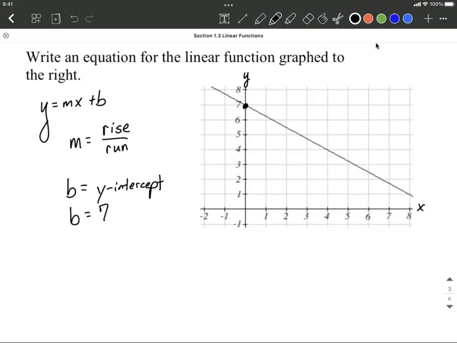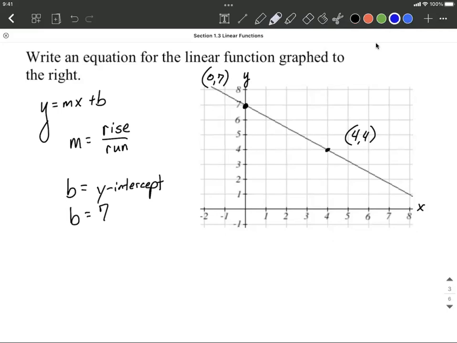The next thing is we want to figure out the slope. So let's pick one additional point that we're really confident we actually cross. I'm going to elect to go with this one. Looks to me like that is at (4, 4). So we could use (0, 7) and (4, 4) and fill into y2 minus y1 over x2 minus x1. But I'm going to use that rise over run.